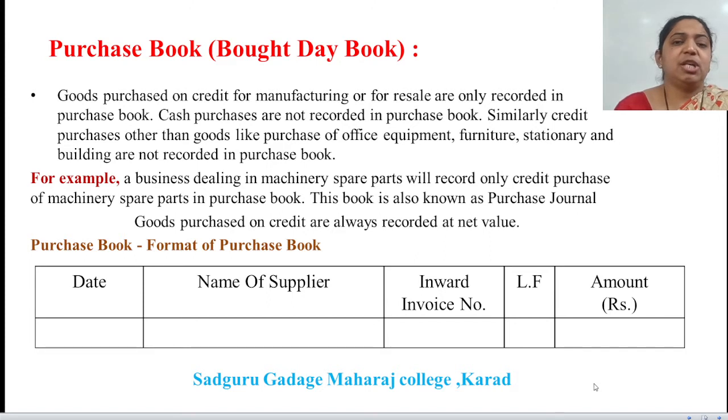Goods purchased on credit are always recorded at net value. Which value you have to take over here? Net value. That is about the purchase book. The meaning is completed, then is the format of a purchase book. The format is divided into 5 parts. First, you have to write the date. Then the name of supplier. Then the inward invoice number. Then LF and then amount. This is the purchase book meaning and format.